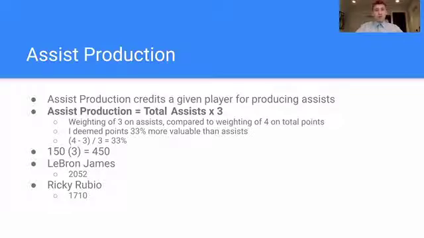If we assume a player has 150 assists, we can use that in the formula to get an assist production of 450. The leading player for assist production in the 2019-2020 season was LeBron James with 2,052. The following player was Ricky Rubio with 1,710.